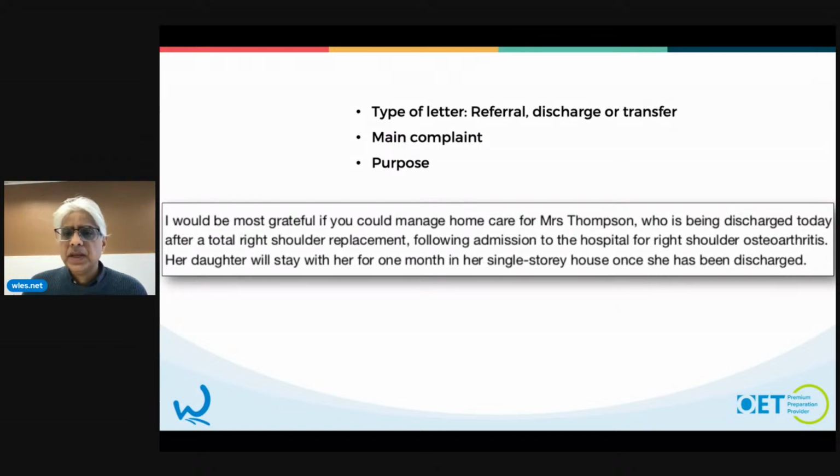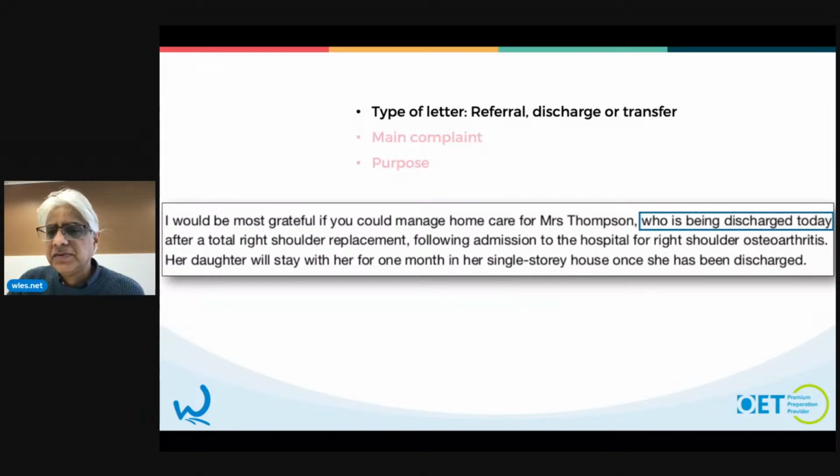Okay, well, it's interesting because it did say referral, but here we've said who's being discharged today. So whether it's a referral or a discharge, it's a bit of a grey area, isn't it? You might say something like, thank you for seeing Mrs. Thompson. And thank you for seeing is a really common way of saying I am referring. So you could have said that. Here they said who's being discharged. So it's presented a little bit like a discharge letter. She is being discharged after all. However, remember you are making a referral to the home nurse. But this is fine. This is great. Actually, it's a really nice structure.